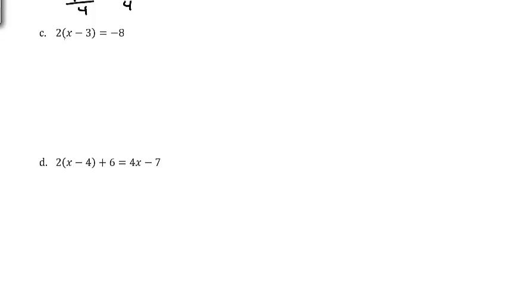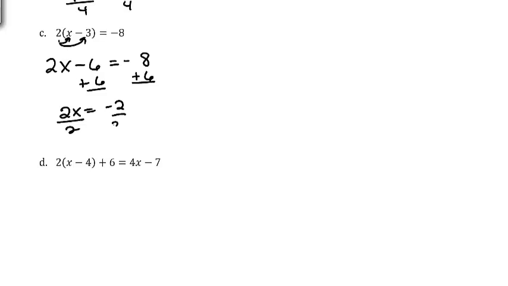In this next example, we have to simplify this left-hand side, and to simplify that, we need to distribute the 2. We have to multiply it to the x and to the negative 3. That will give us 2x minus 6 is equal to negative 8. The only variable I have is over here on the left, so I'm going to gather up all the plain old numbers on the right, and I'm going to do that by adding 6 to both sides. That gives us 2x is equal to negative 2.